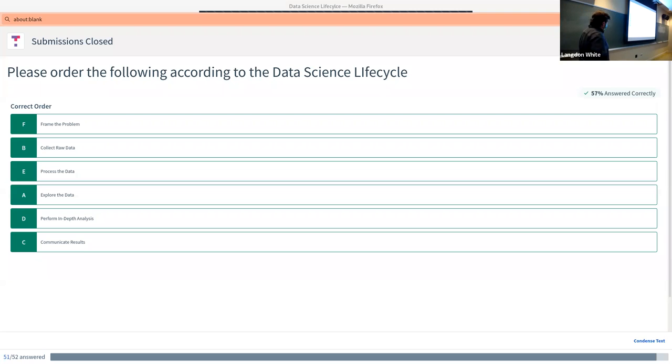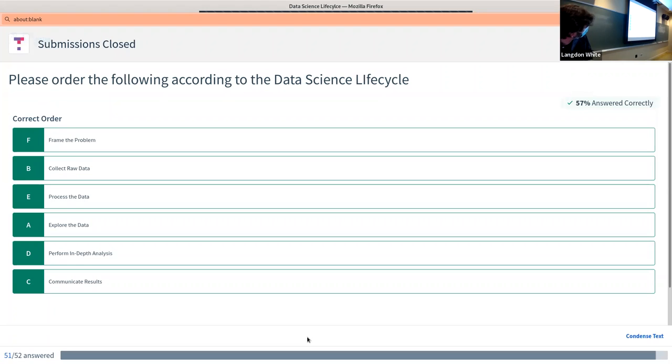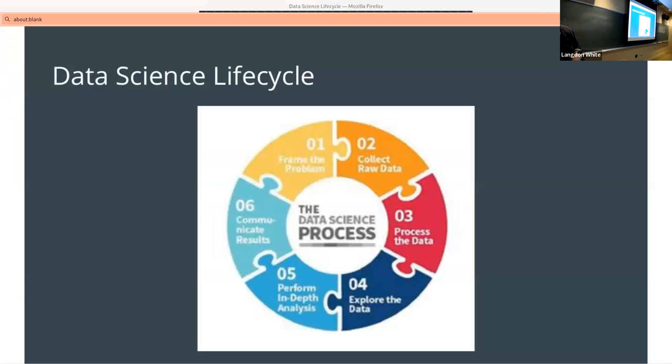So here is the correct order, and I'm going to show a slide in a minute, but can you read that? It looks really small to me. I might be able to zoom in. That's a little better. Hopefully you can read it on your own screen. So: frame the problem, collect raw data, process the data, explore the data, perform in-depth analysis, and communicate results. And we will go to the next slide where we have a pretty picture. So here it is, in order with puzzles, so that it looks more marketing-esque and makes you feel better about following process.